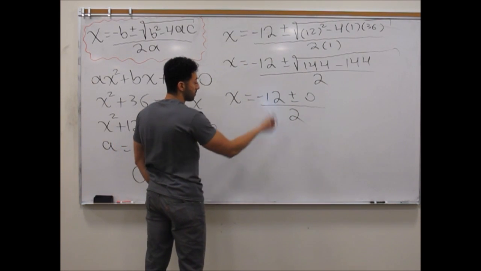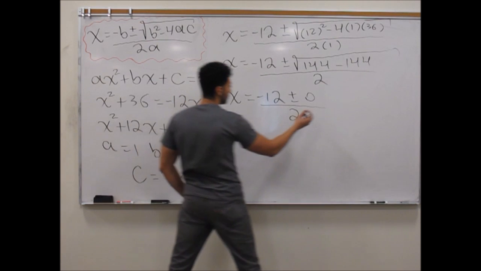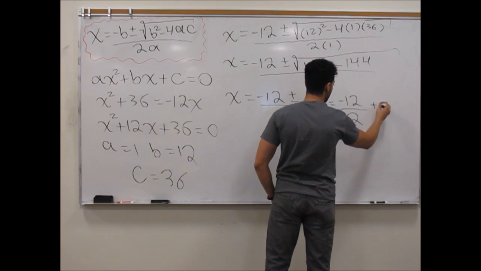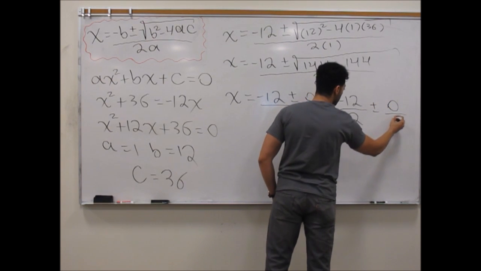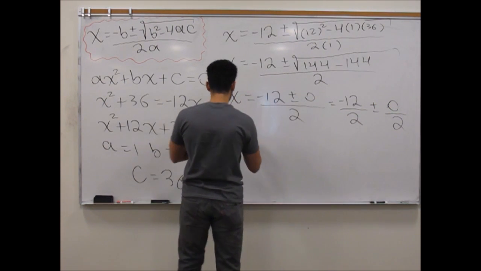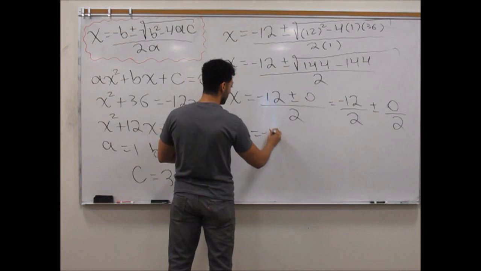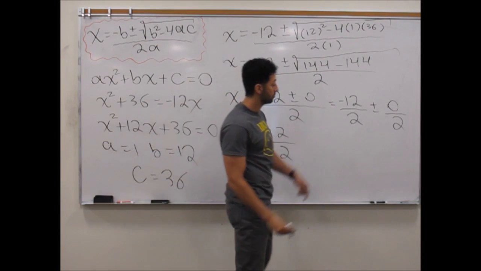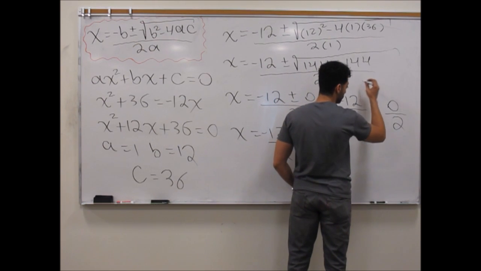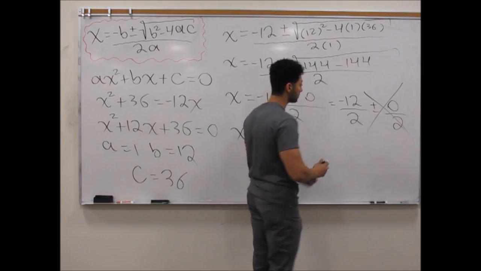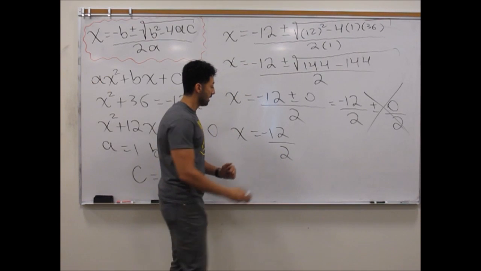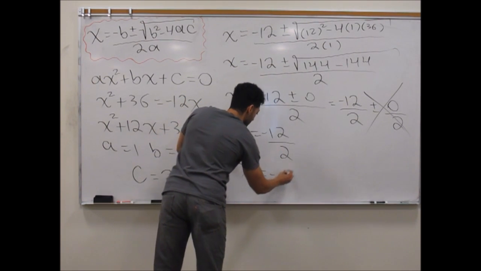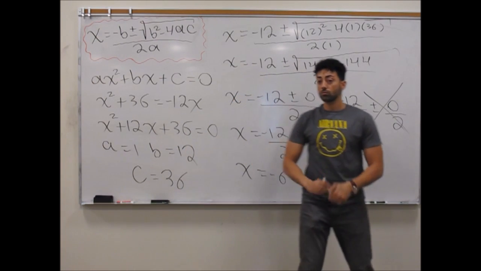So now we could split up the LCD if we want. So we get negative 12 over 2 plus or minus 0 over 2. So then we get x is equal to negative 12 over 2 plus or minus 0 divided by 2 is 0. So all this stuff goes away. And we're just left with this. And we get that x is equal to negative 6. So notice we only got one solution this time.